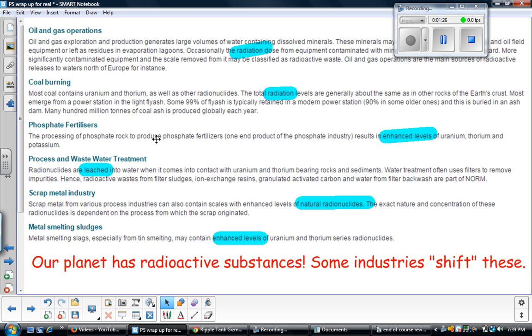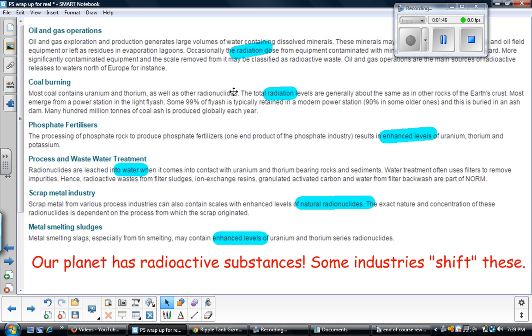For instance, there is lots of water underground. That water can be used for processes. If that water is in contact with rocks that contain radioactive materials like uranium or thorium, so those things are in the rocks and the sediments, then the water itself can become contaminated. So a plant that uses that water might create waste that's radioactive.